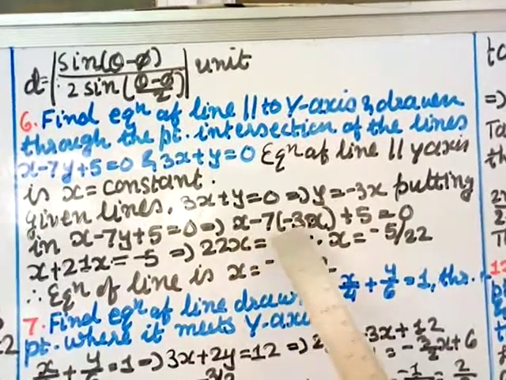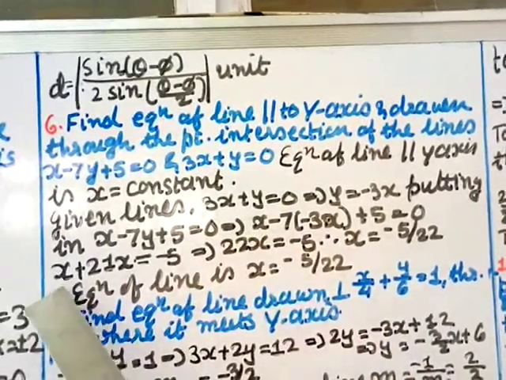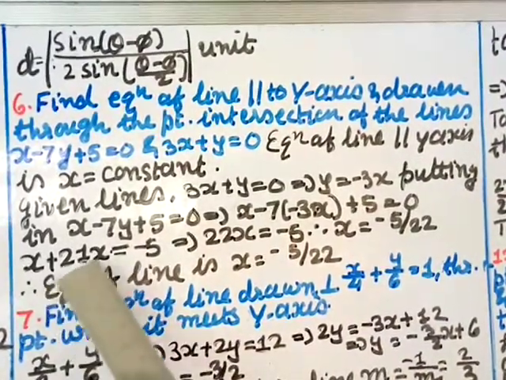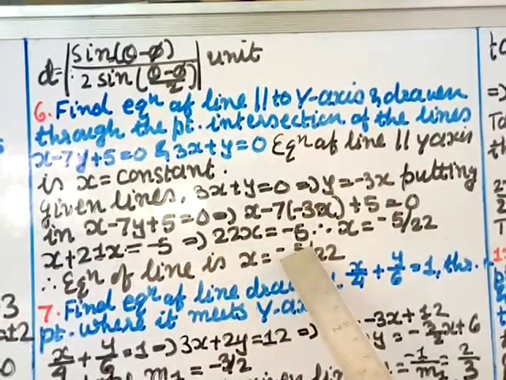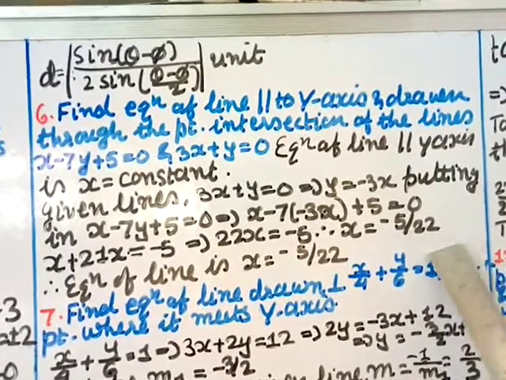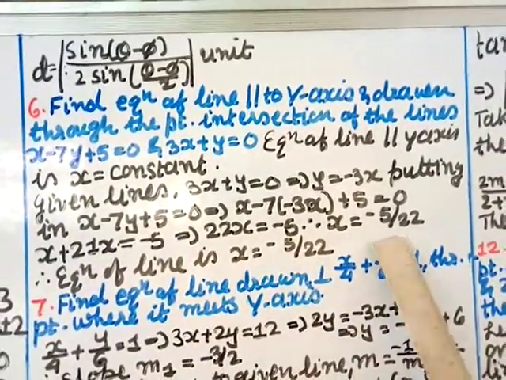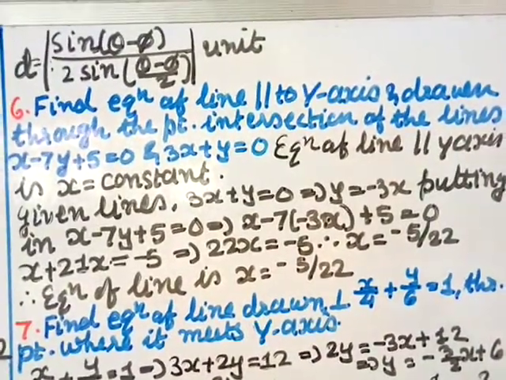So 7 into 3 is 21, and this is negative, this is negative, so positive. So here you get x plus 21x plus 5 equal to 0, you transfer, it becomes minus 5. 21x plus 1x gives you 22x equal to minus 5. 22 transfer over here, so x is equal to minus 5 by 22. So this is the line which is parallel to the y-axis. x is equal to constant, so x is equal to this constant. So the equation of the line is x is equal to minus 5 by 22.